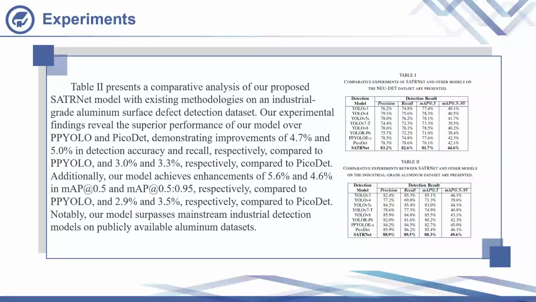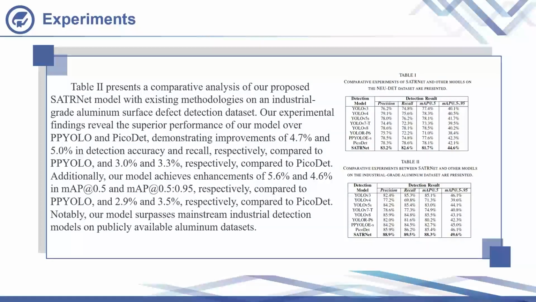Table II presents a comparative analysis of our proposed SaturnNet model with existing methodologies on an industrial-grade aluminum surface defect detection dataset. Our experimental findings reveal the superior performance of our model over PP-YOLO and PicoDet, demonstrating improvements of 4.7% and 5.0% in detection accuracy and recall, respectively, compared to PP-YOLO, and 3.0% and 3.3%, respectively, compared to PicoDet.